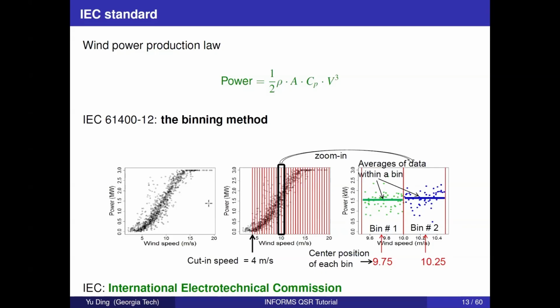You average all the data points and you generate this kind of constant. And so the average per bin is considered the wind power produced for that particular wind speed bin. And you have a set of like 20 to 25 dots, and you use a smooth curve to connect them together. And that's the binning method.